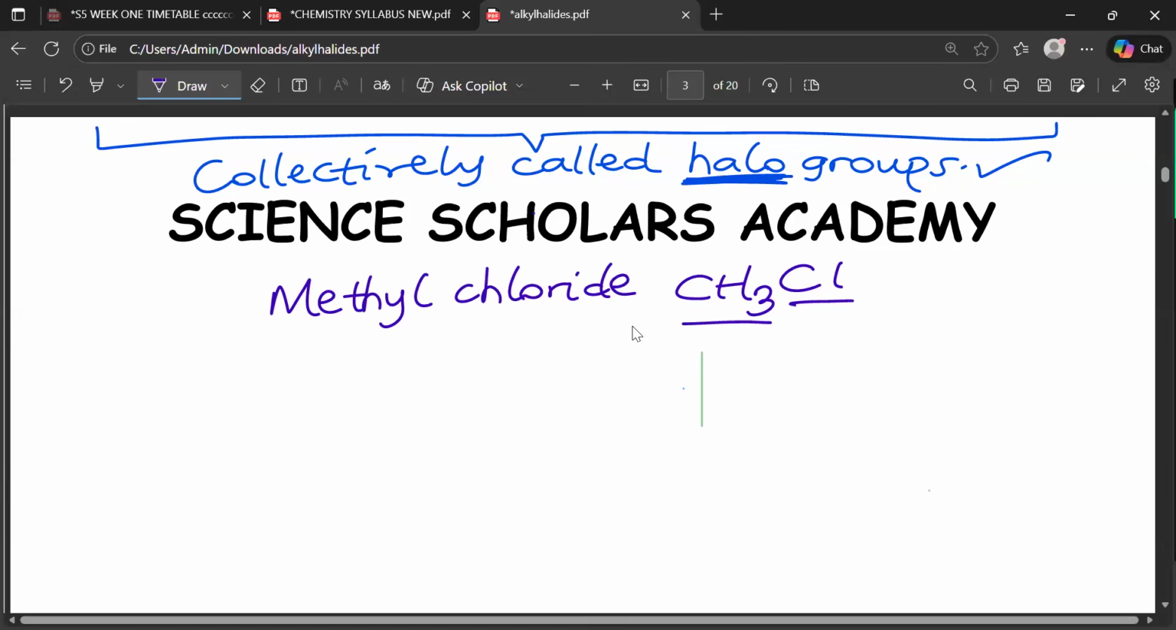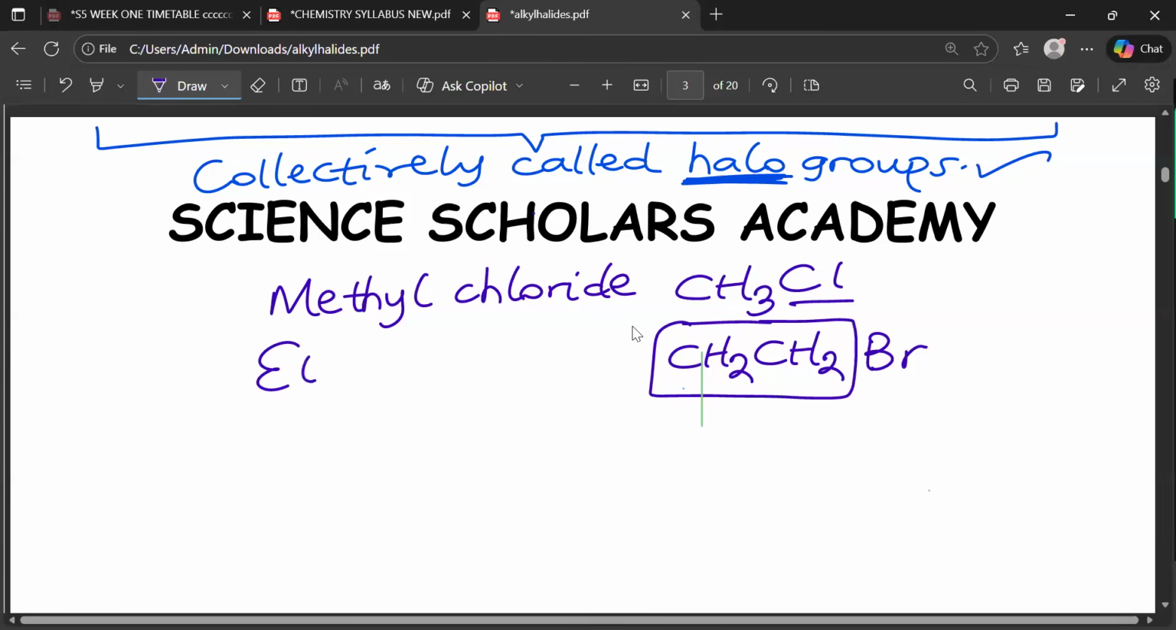Then if it's maybe like this, CH2 like that, you all know that this is what they call the ethyl group. Maybe it is having Br like that. So it can be called ethyl bromide.